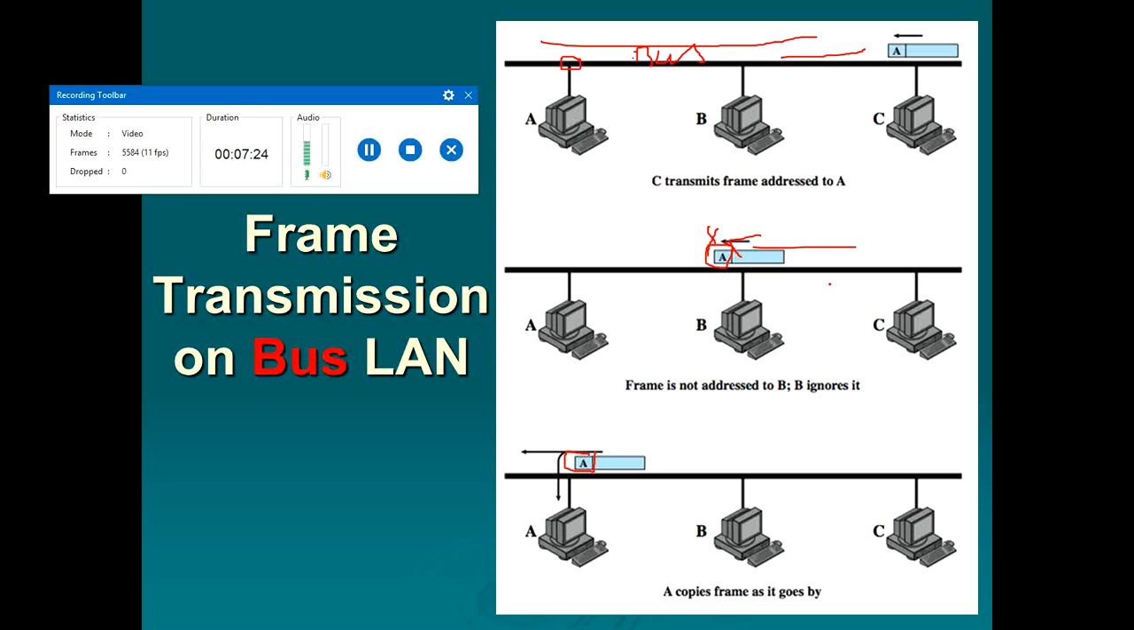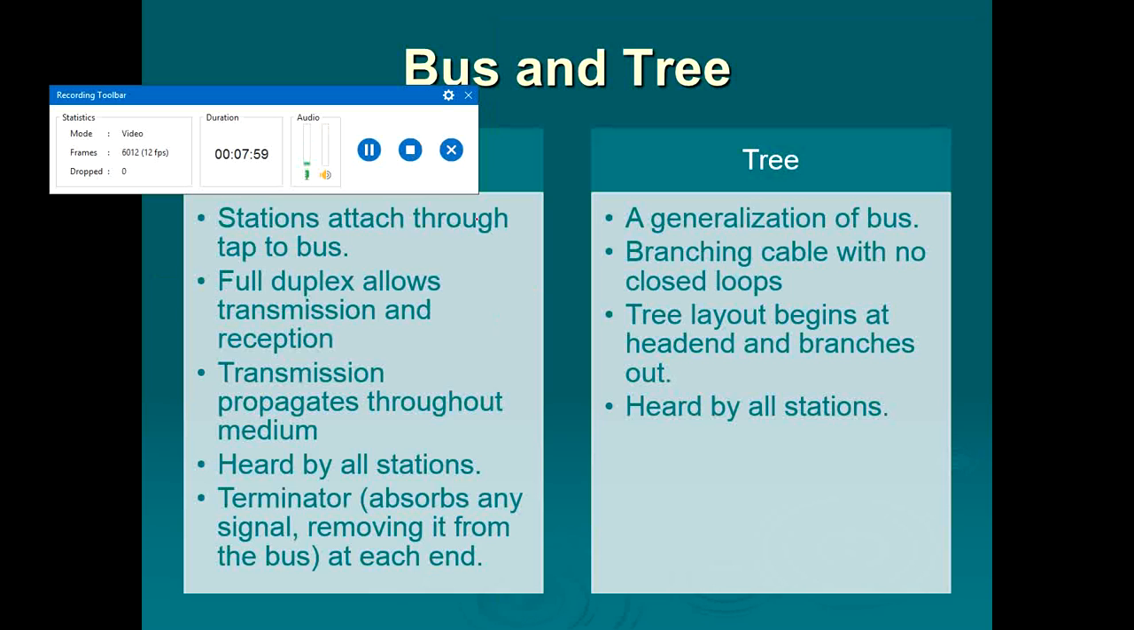Similarly, if A wants to send data to C, when A makes a frame out of it, the address of C will be placed on the frame. Similarly, when the frame travels over here, it can be a full duplex bus. When the frame travels over here, it reaches B. B will again check the address. Since the address doesn't match, B will ignore it. When the frame reaches C, C will match the address. Since the address matches C's address, it will copy the frame and check the data. All right.